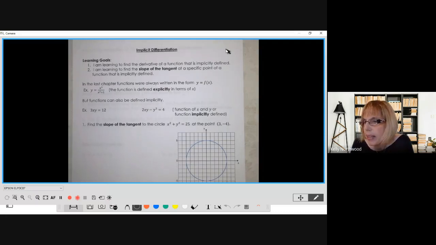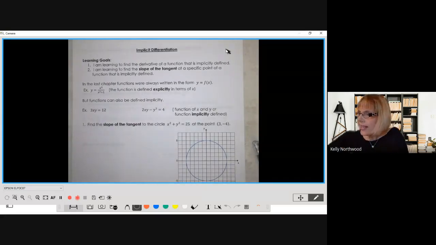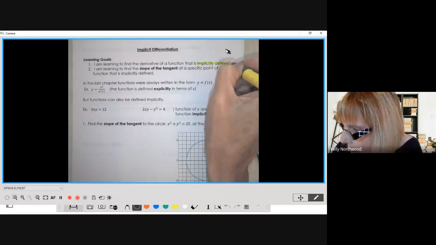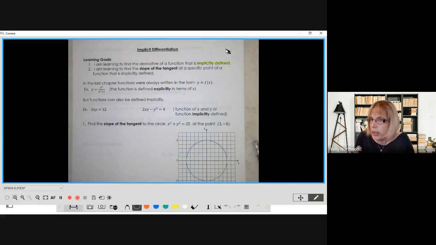And you'll be glad you know it if you're taking calculus next year. So we're learning to find the derivative of a function that's implicitly defined. We probably haven't even talked about what that is yet in math. And we're learning to find the slope of the tangent at a specific point of a function that is implicitly defined.